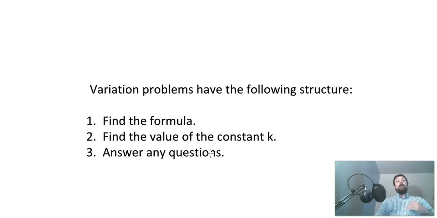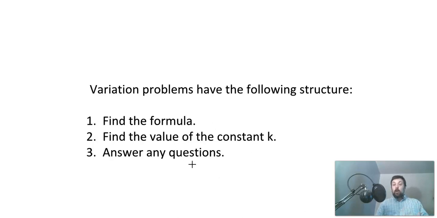Other problems go to level 3, where they ask you a question about one of the variables. It'll say something like this: y varies directly with x. That's level 1. And when y is equal to 5, x is equal to 7. That's level 2. That information is so you can find k. Then it will say, find y when x is equal to 11. And so you have to answer that question. But you can't answer that question until you've done levels 1 and 2 first.